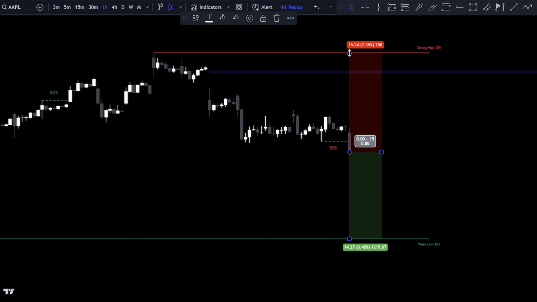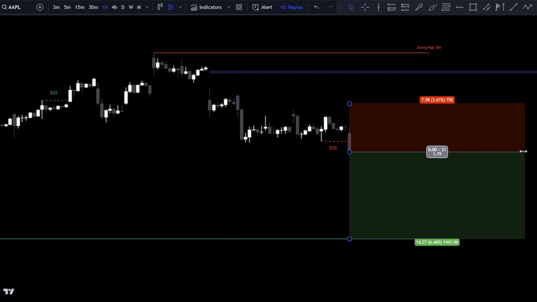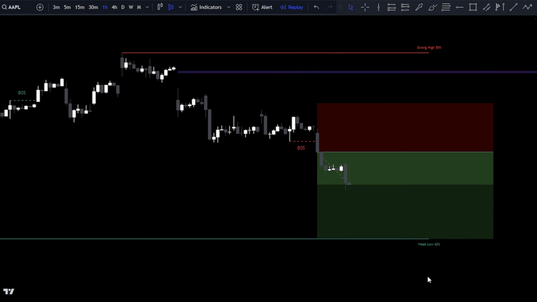I always check the risk to reward ratio to decide which stop loss option to use. If the trade offers at least a 1 to 1.2 risk to reward ratio with the strong high, I'll go with that. Otherwise, I'll use the most recent swing high. Once the trade is active, we simply wait for the price to reach our target.